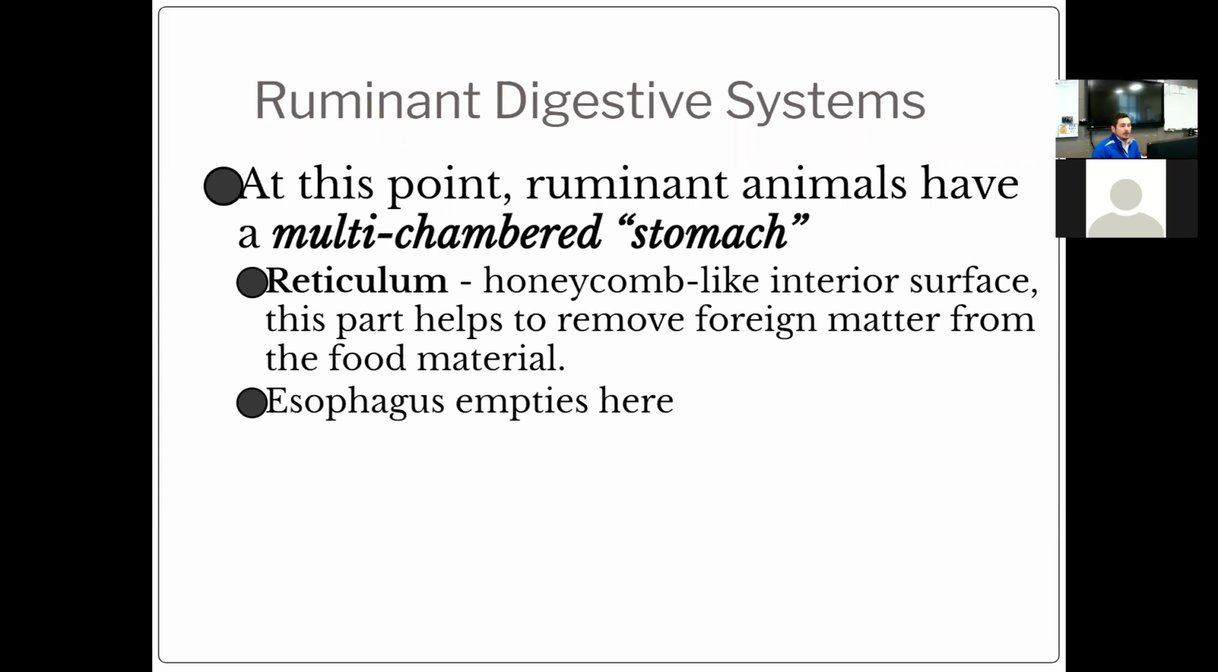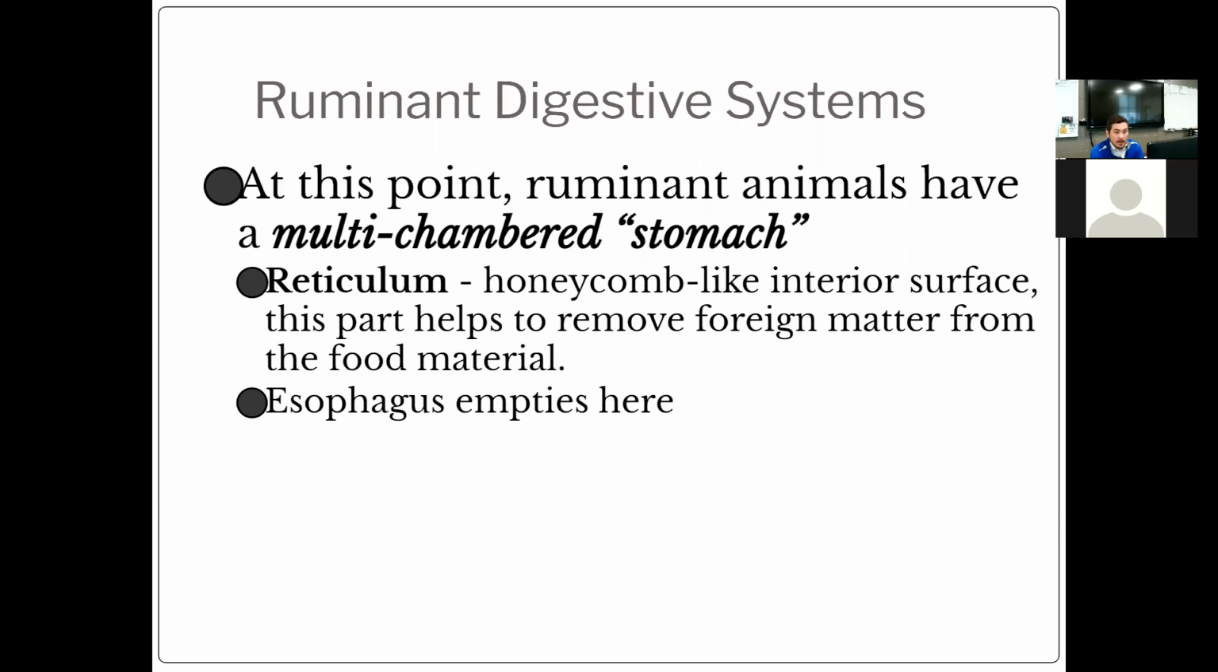So at this point, ruminant animals have a multi-chambered stomach. The reticulum is the first area where food is going to enter from the esophagus. It is a honeycomb-like interior surface. This part helps to remove foreign matter from food material. So you can imagine where cattle are typically eating, or deer or elk or whatever, but for the purposes of this particular class, we're going to talk mostly about cattle.